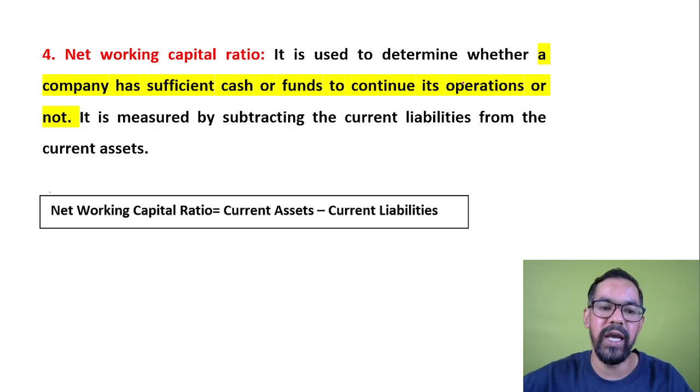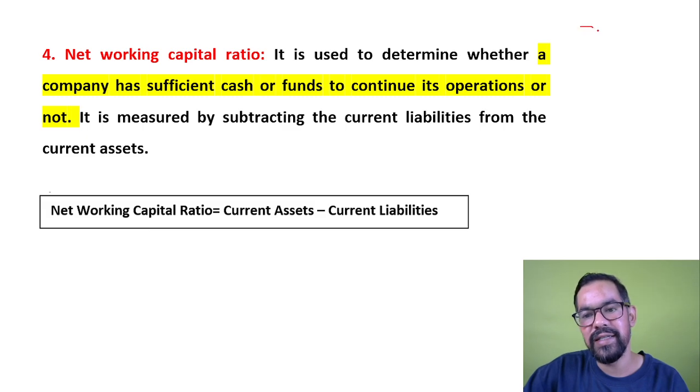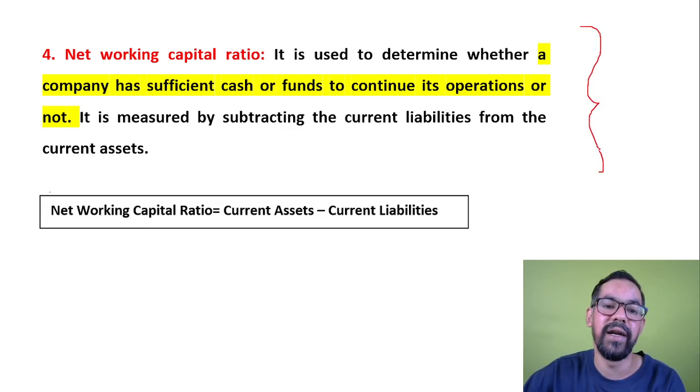Next one is net working capital ratio. This is a very simple one. Current asset minus current liabilities.